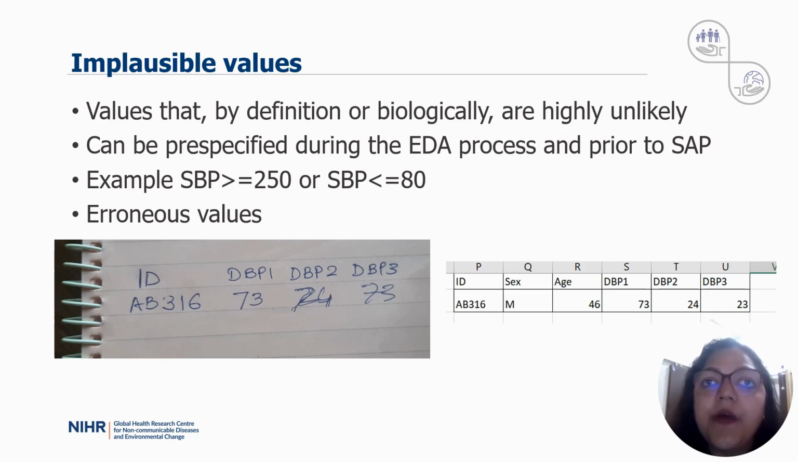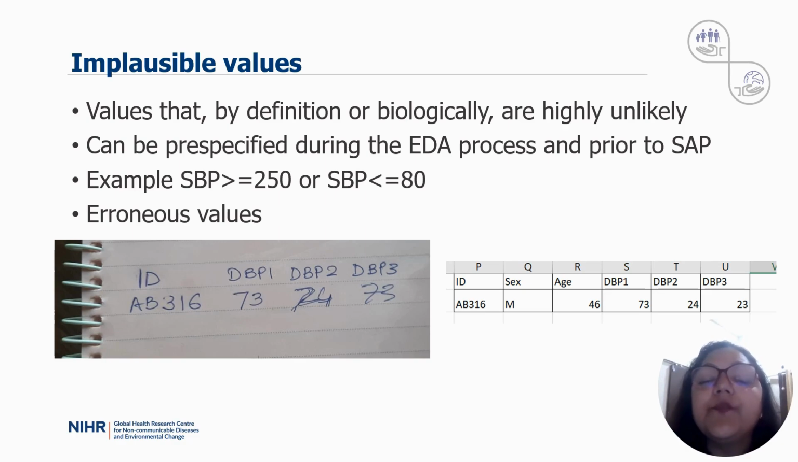However, it may so happen that during electronic data capture, the person who may not have the technical expertise to interpret these values and is merely recording the values may record them as 24 or 23 based on their understanding of the pen and paper record handwriting. And hence, the picture that you see on the right has the record as 73, 24 and 23.